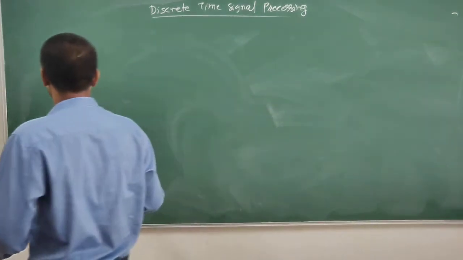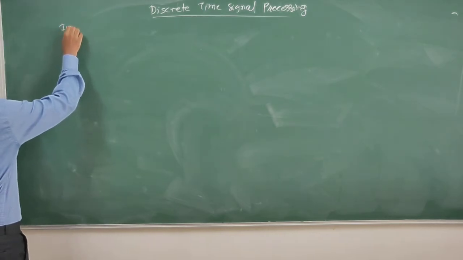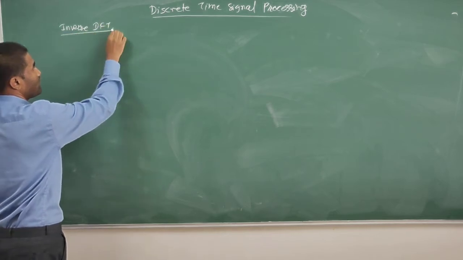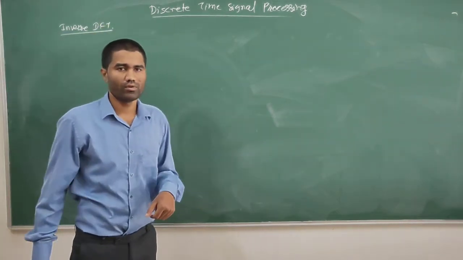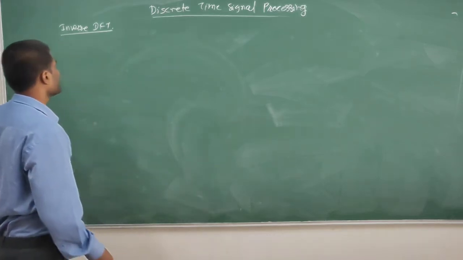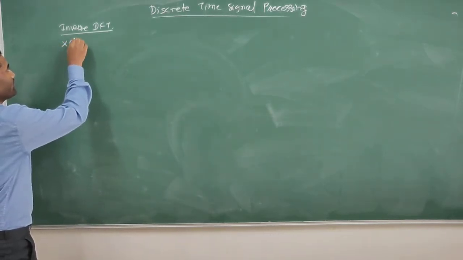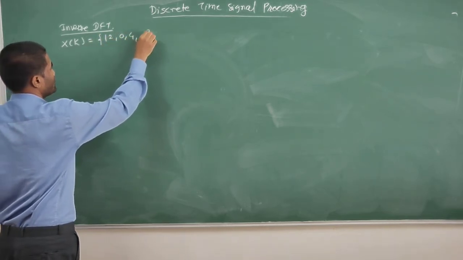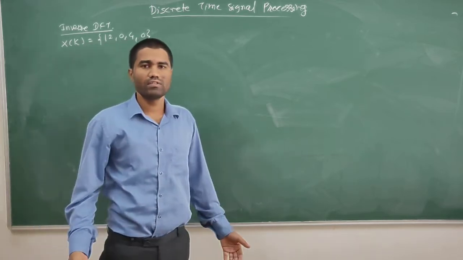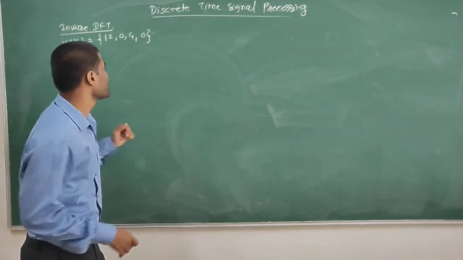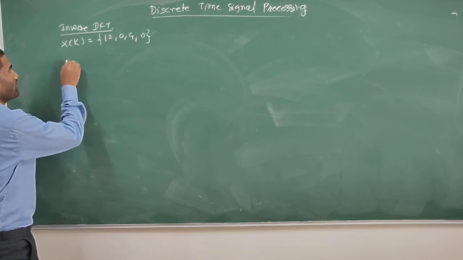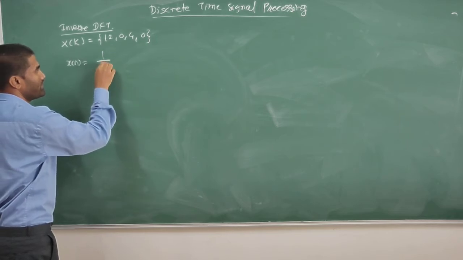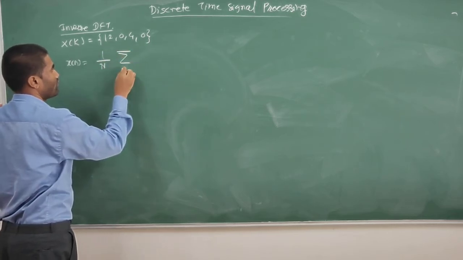So we have started to calculate the inverse DFT of the sequence. How do we find the inverse DFT? I will give you X of k equal to 12 0 4 0, and I am saying find the inverse DFT of this sequence. So how to start? You know the formula: small x of n is equal to 1 by capital N summation for what?